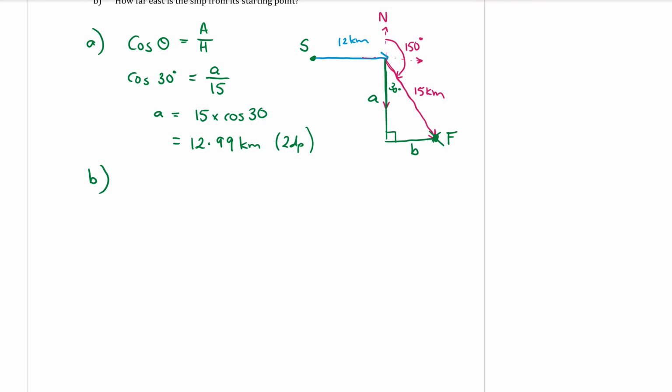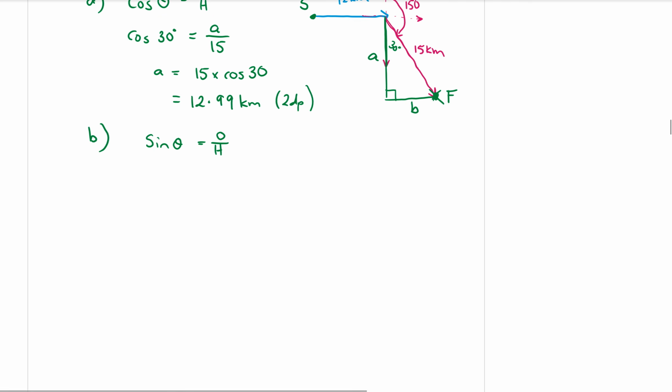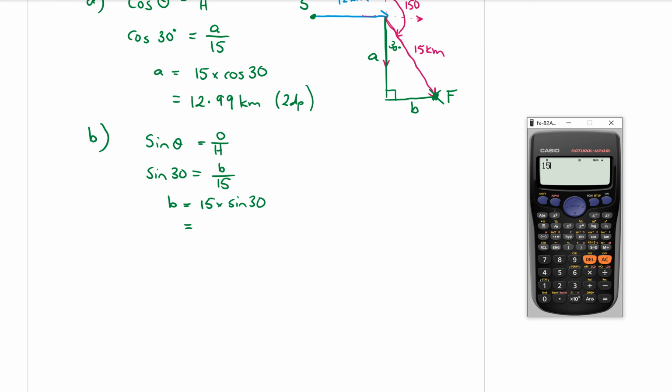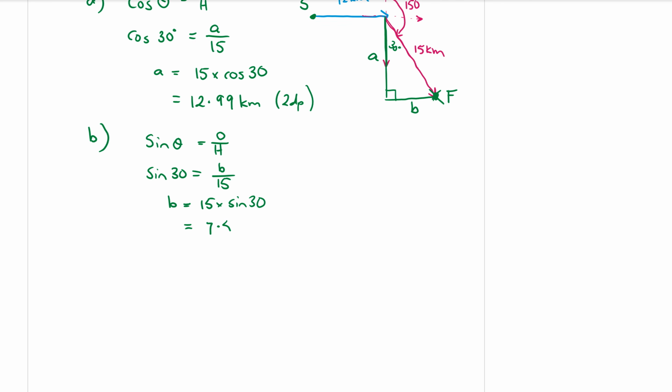To do that using the same triangle as before, I'm going to be using the opposite side and the hypotenuse. So that's sine. Sine theta equals opposite over hypotenuse. Substituting in, we have sine 30 equals, the opposite is b, the hypotenuse is 15. Times the 15 across, and we get b equals 15 times sine 30 in the calculator. Okay, so 7.5 kilometers. Now that's not the whole easterly direction.